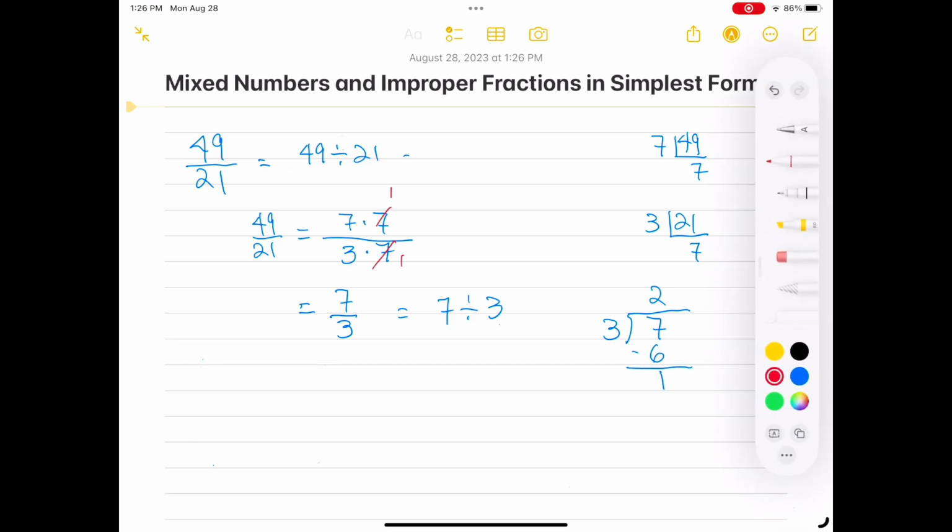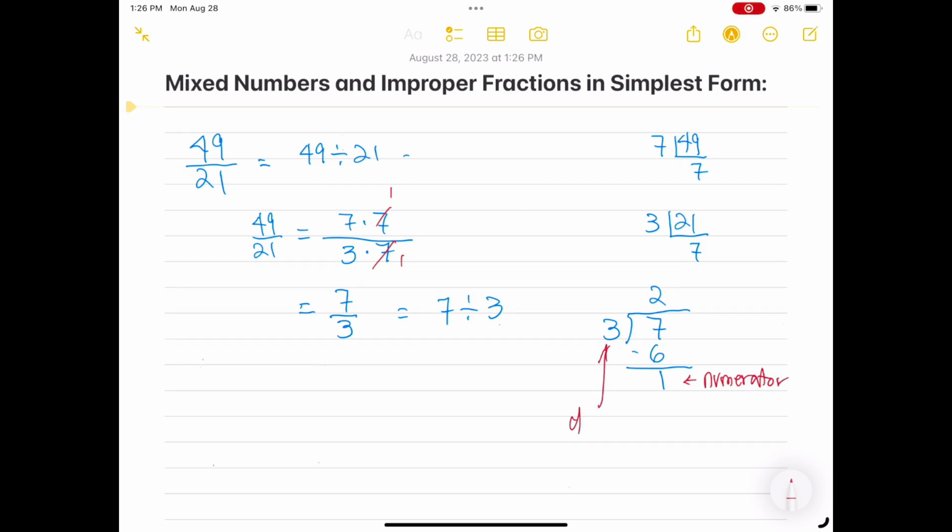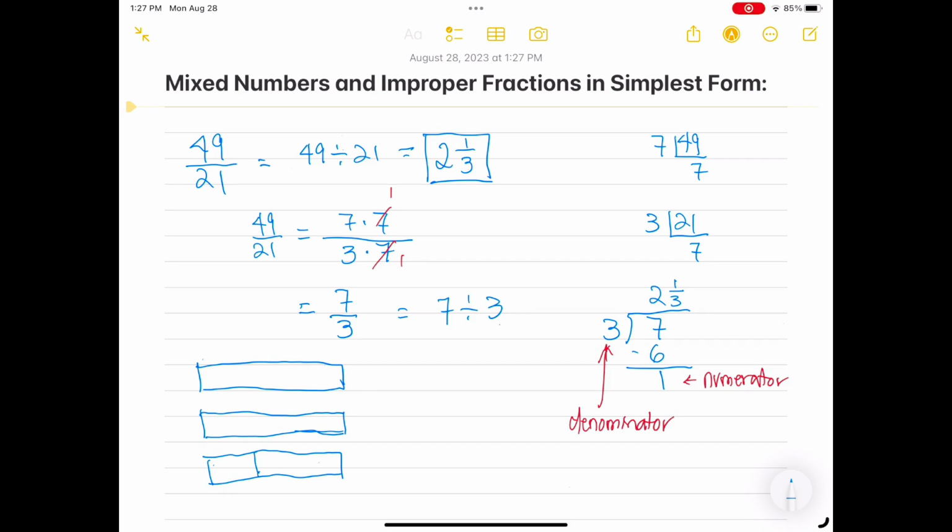3 times 2 is 6. 7 minus 6 equals 1. 1 becomes the numerator, and 3 from the divisor is the denominator. So 7 thirds simplifies to 2 and 1/3. 49 21 simplifies to 2 and 1/3. And we can see it's much easier to envision this mixed number than the original improper fraction.